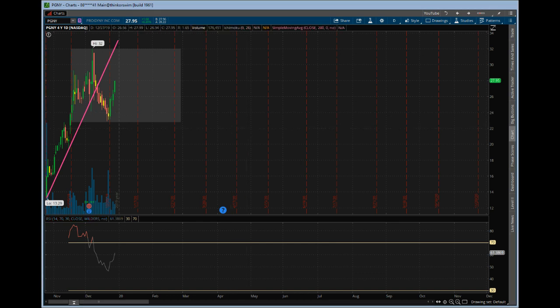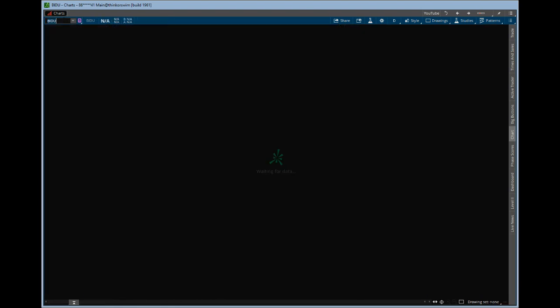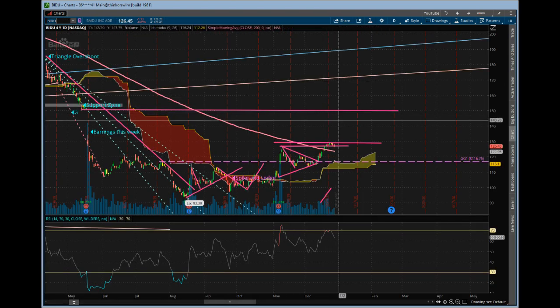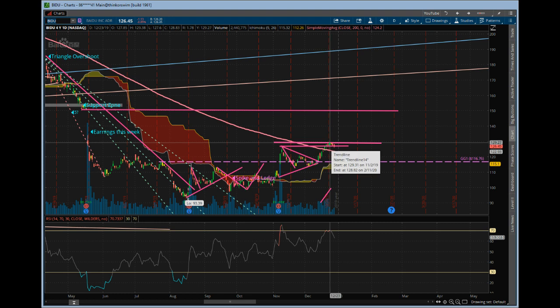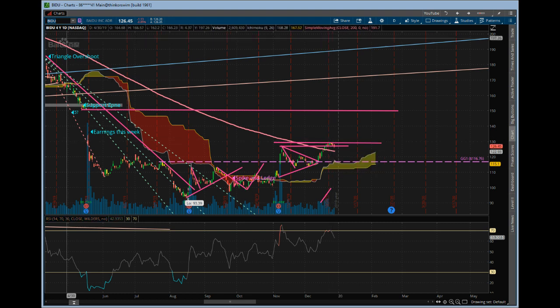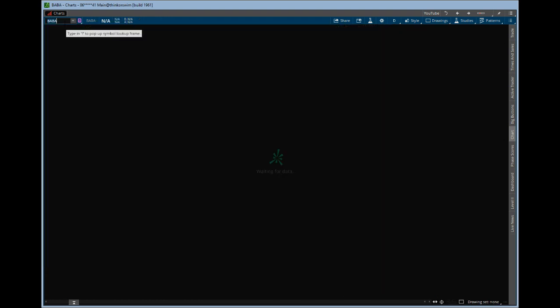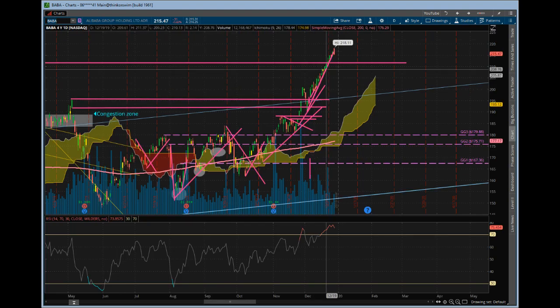And Baidu. Yeah, Baidu's interesting. Again, having trouble getting over that resistance spot right there, okay? A little bit of a different player than Baba, which I'll pull up right now. Baba's been pretty intense. Lots of upward movement right here. Big reversal day on Friday, so just be careful with those names.